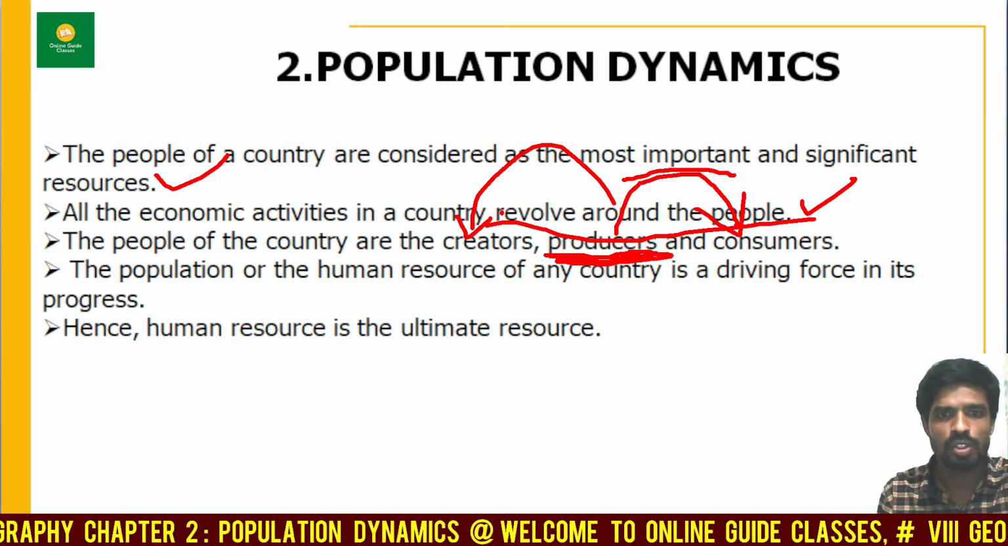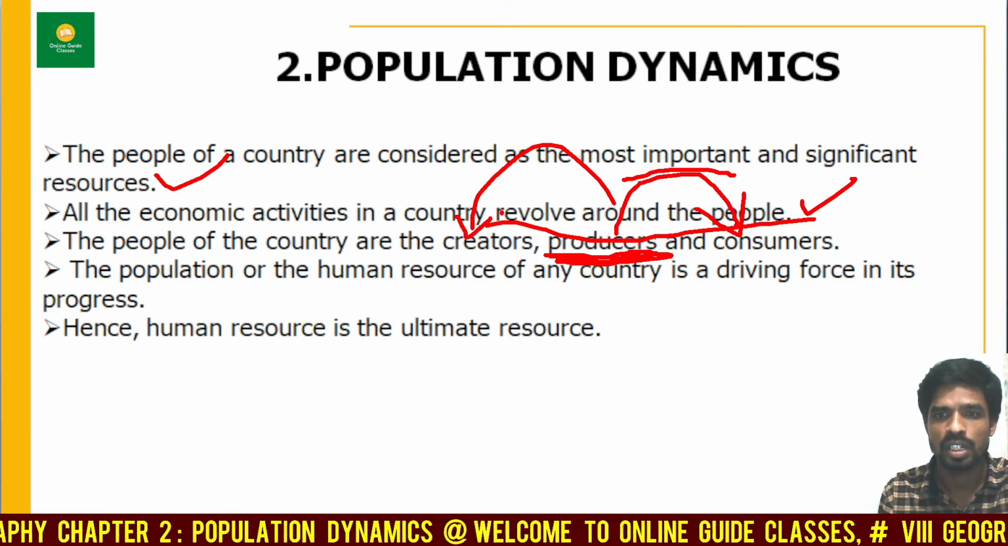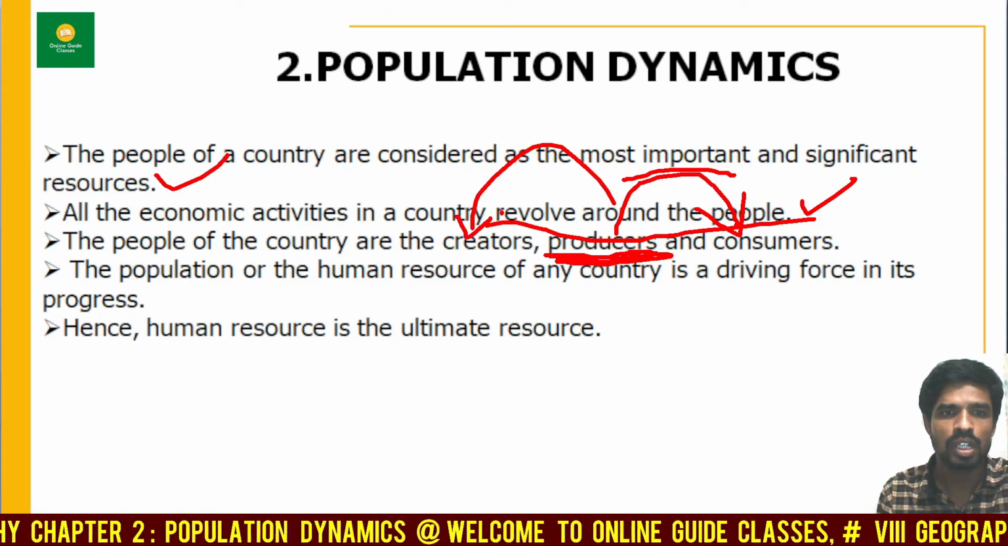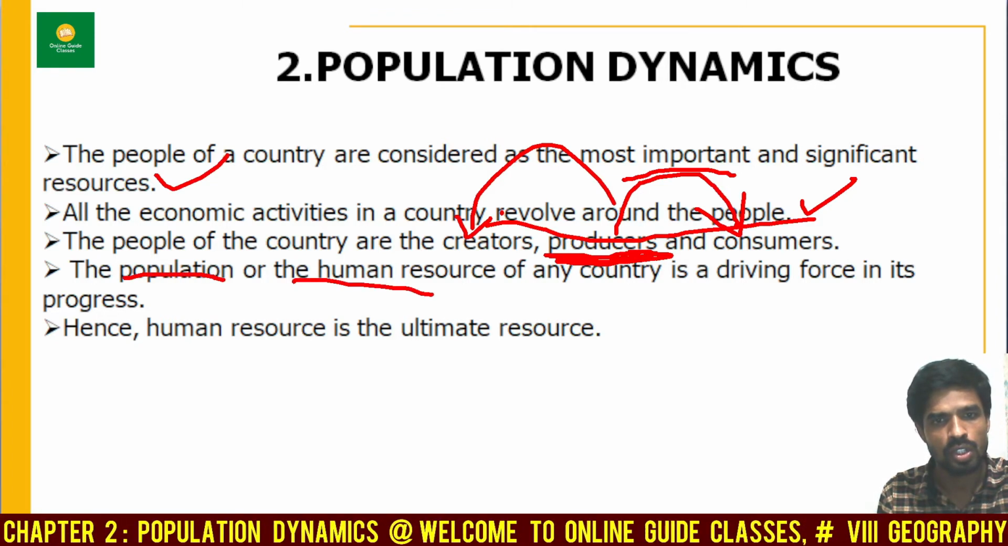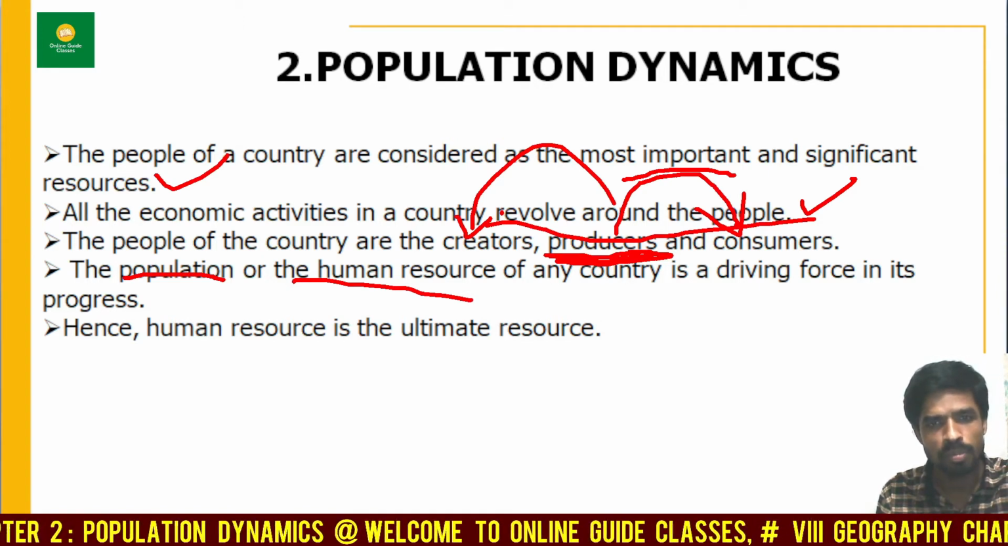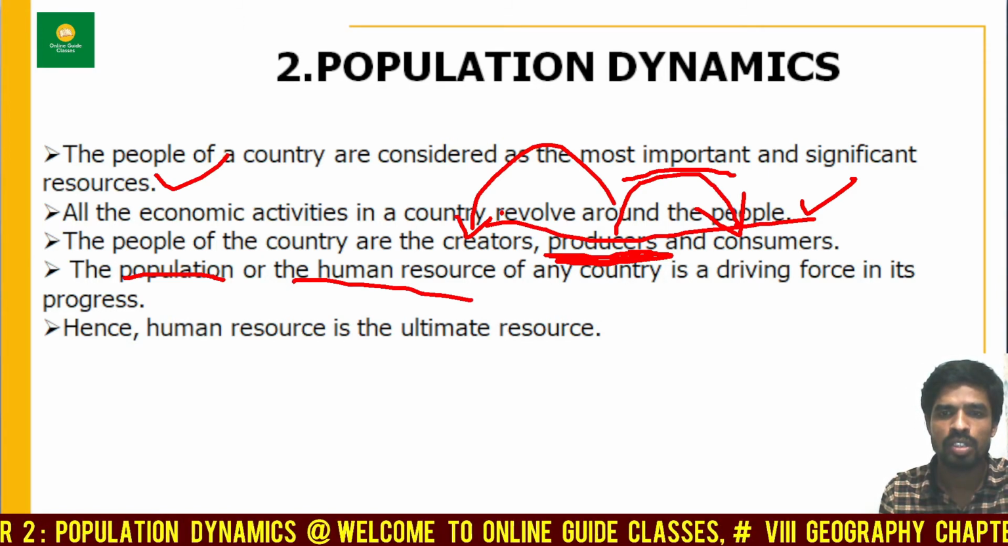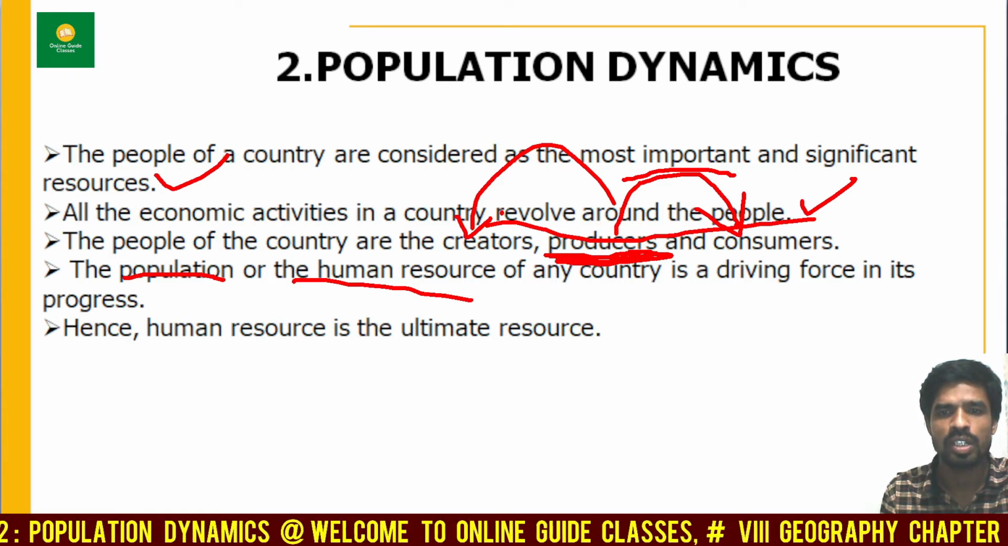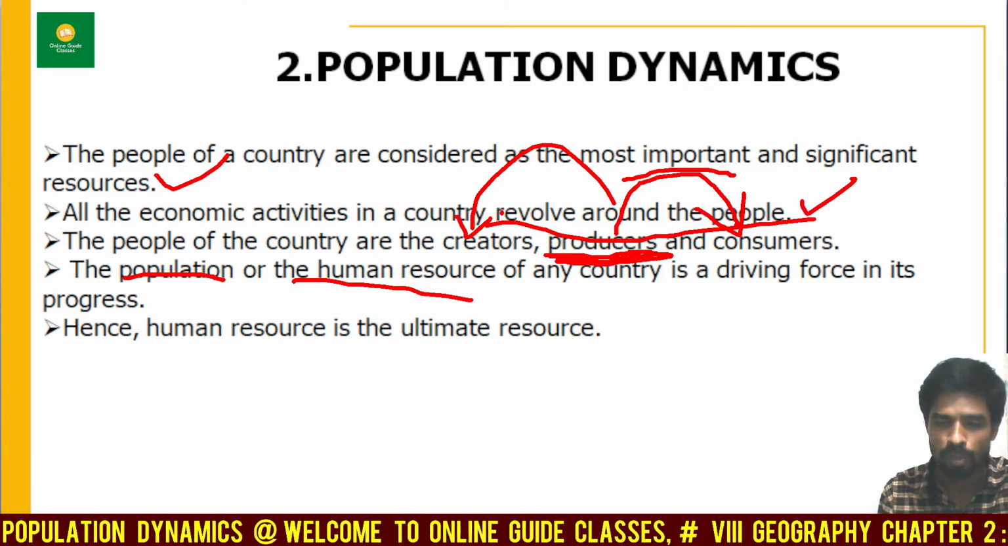The population, or the human resource, of any country is a driving force in its progress. The population is also known as human resource, also known as people. They are the main reason for the progress and the development of any country.